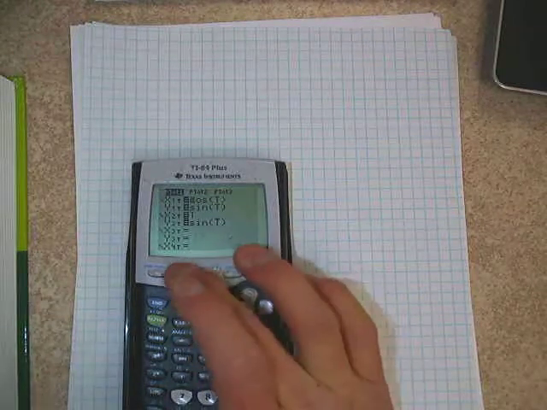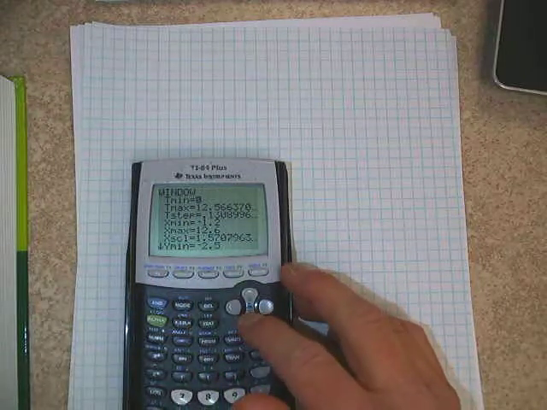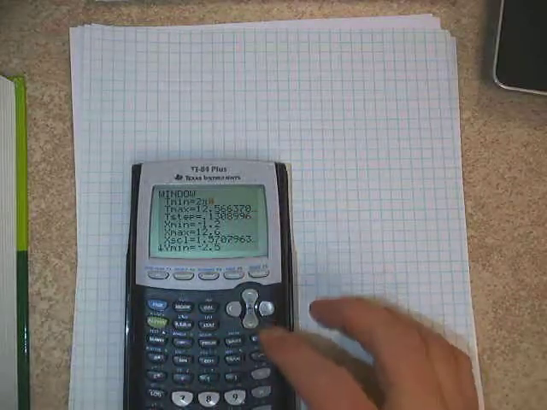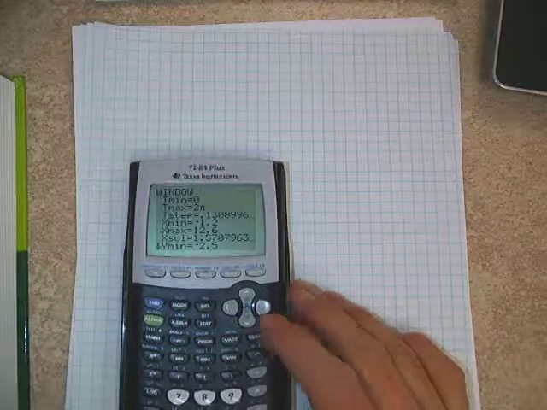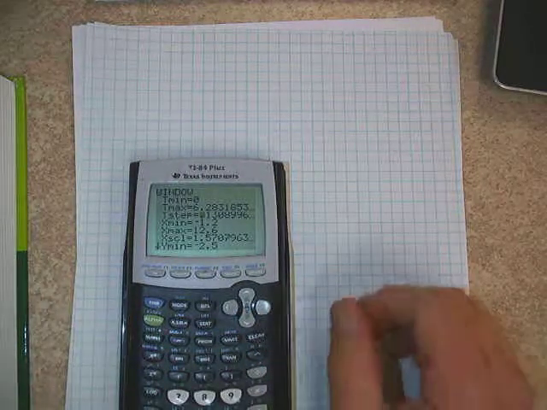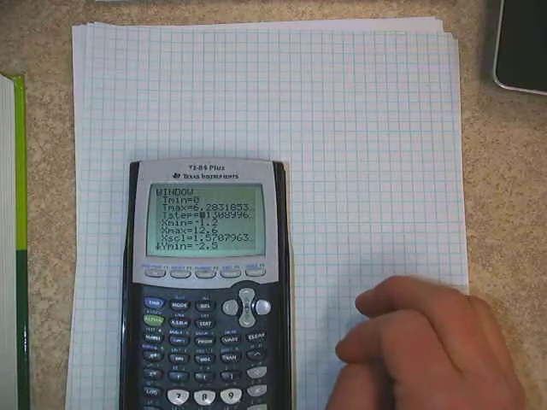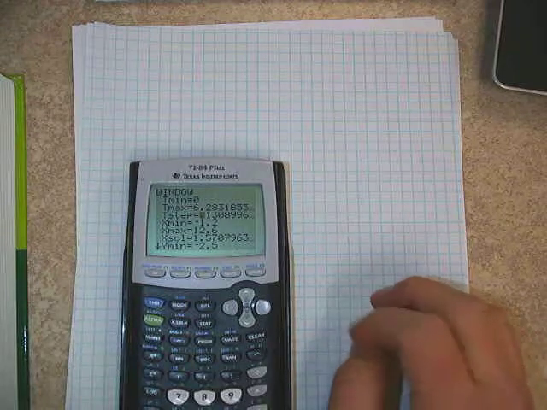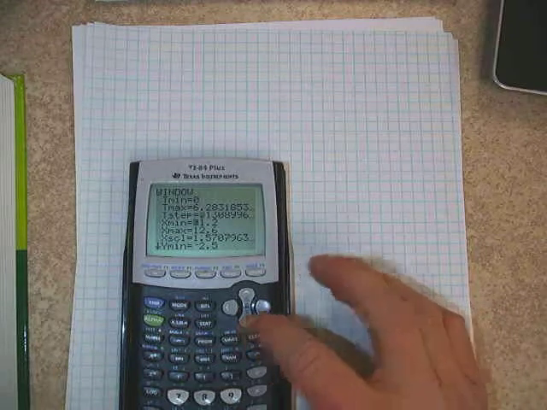Okay. So with that said, let's make sure we get our window set up correctly. I'm going to go window. I'm going to go my t minimum, I'm going to go 0. I'm going to go 2 pi on my t max because I'm going to graph my sine function from 0 to 2 pi. The number that's on your t-step probably by default is something around what I had there. If you don't have that number, type in pi divided by 24. Usually pi over 24 is a common t-step.